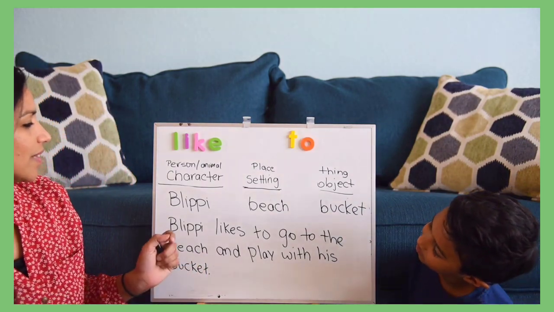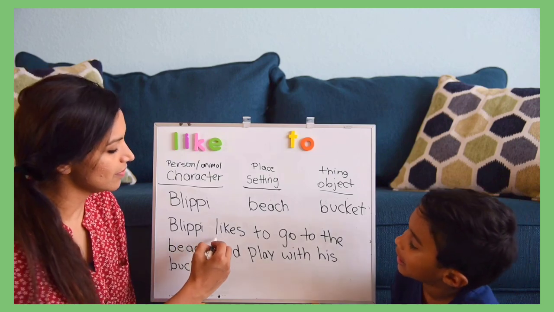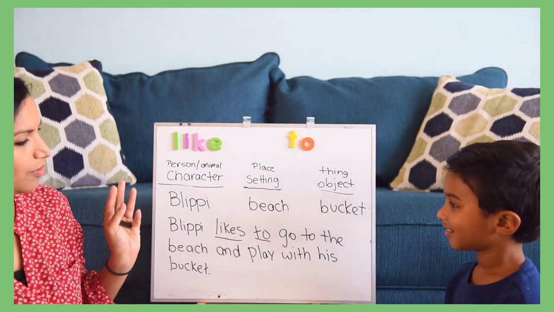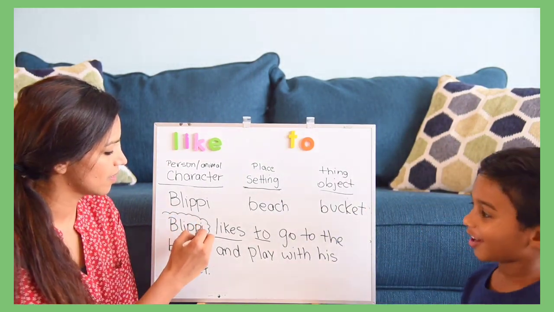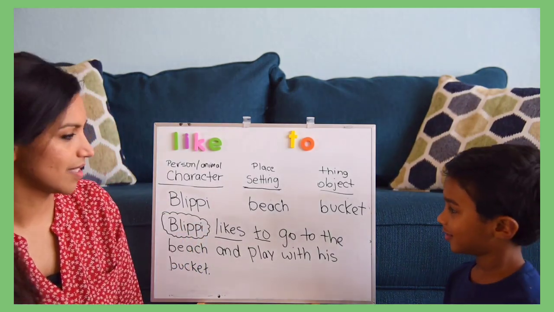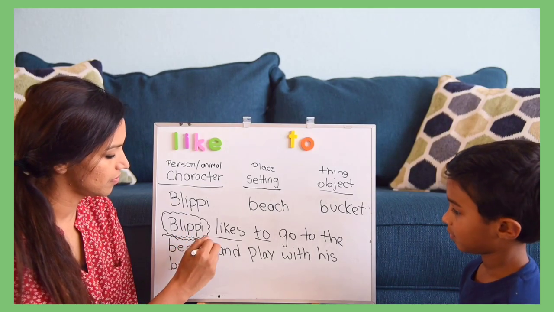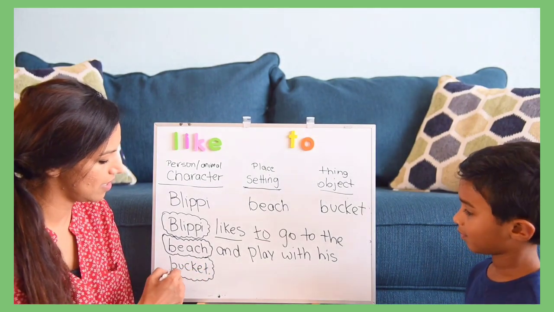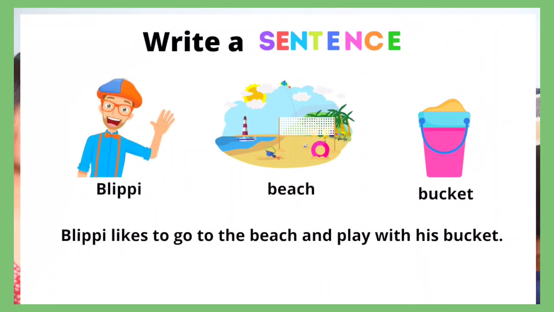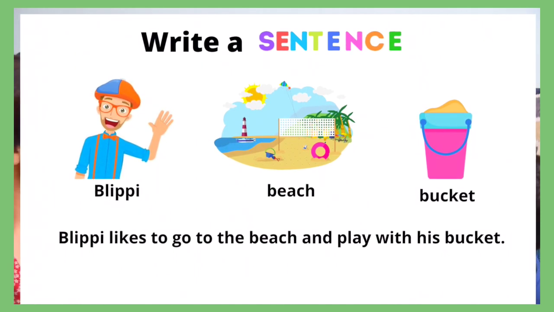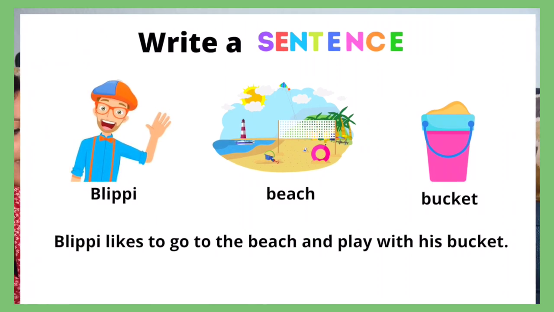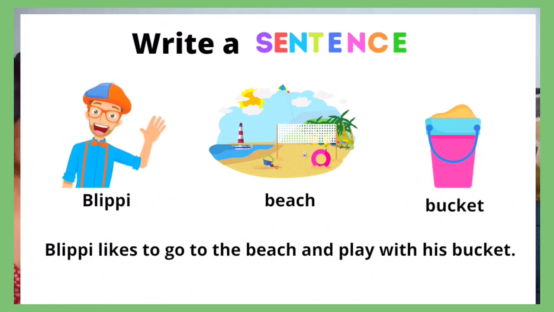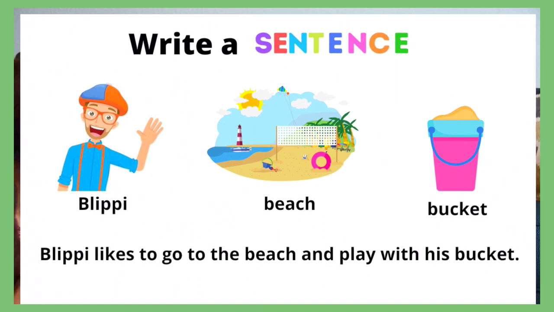Okay. What are our sight words? Like, to. Good. What is our person or animal? Blippi! What is our place? Beach. And what is our thing? Bucket. Yeah, let's go ahead and read the sentence, okay? I'll read it first. Blippi likes to go to the beach and play with his bucket. Blippi likes to go to the beach and play with his bucket. Good job.